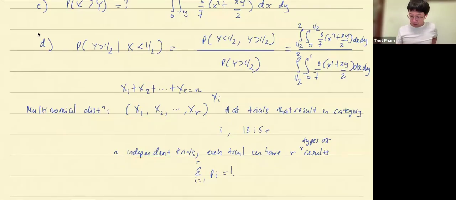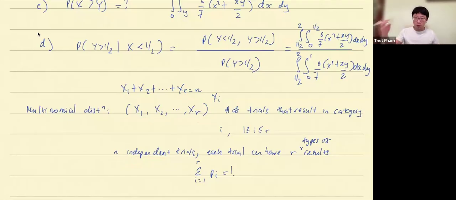Because basically, each of them tracks the number of trials that result in category i. So if you sum them up, that's the total number of trials. So basically, if you know r minus one of them, then you know the last one.